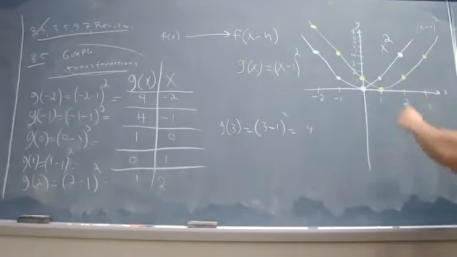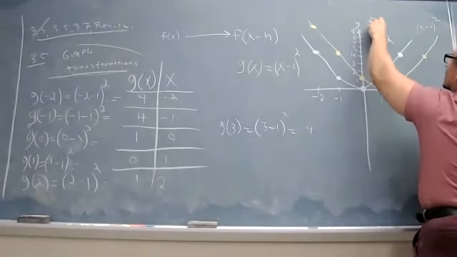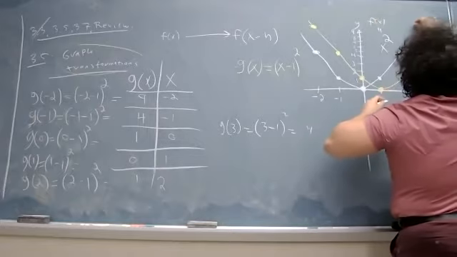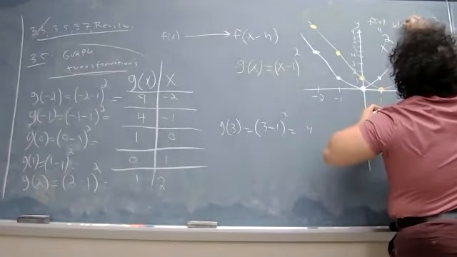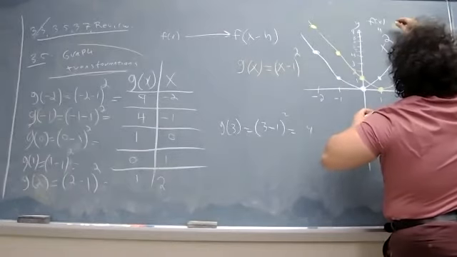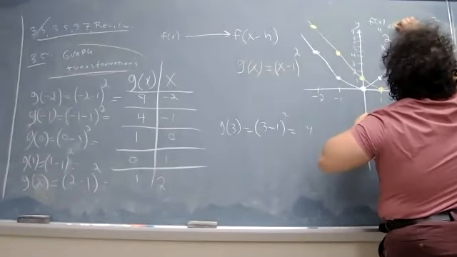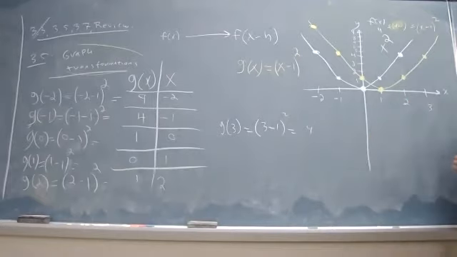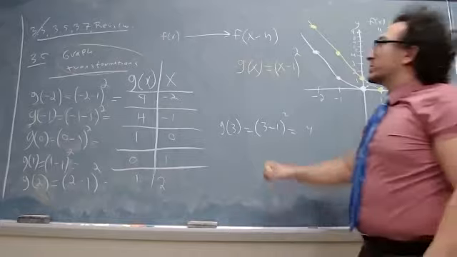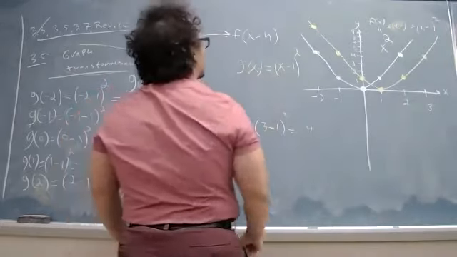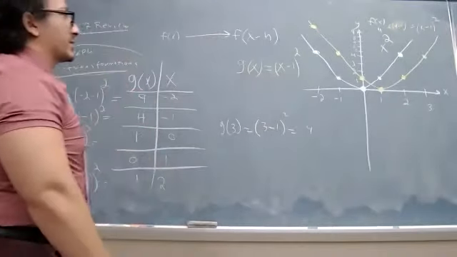Notice that this is your f of x. And this is your f of, well, we called it g of x, but really it's your f of x minus 1, which is the same thing as your g of x, because g of x is defined as x minus 1 quantity squared. So this transformation results in a horizontal shift by h units to the right.